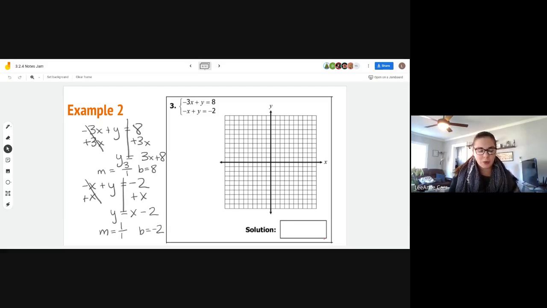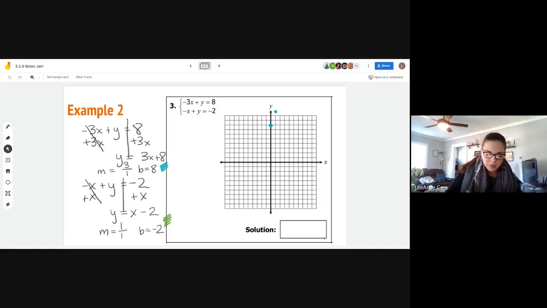Okay, so again, I'm going to graph both of these, and I'm going to use 2 different colors here. If you have those 2 different colors at home, that's awesome. If not, just try and mark things as well as you can. All right, so my top line is blue, so I'm going to start at 8. And then I'm going to go up 3 and over 1. And I went a little bit off the graph, but that's okay.